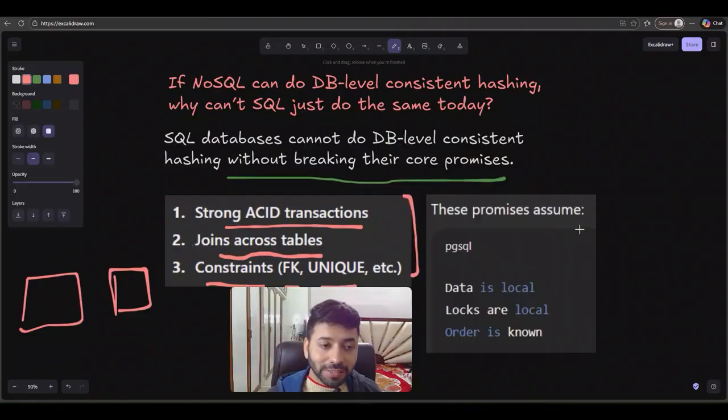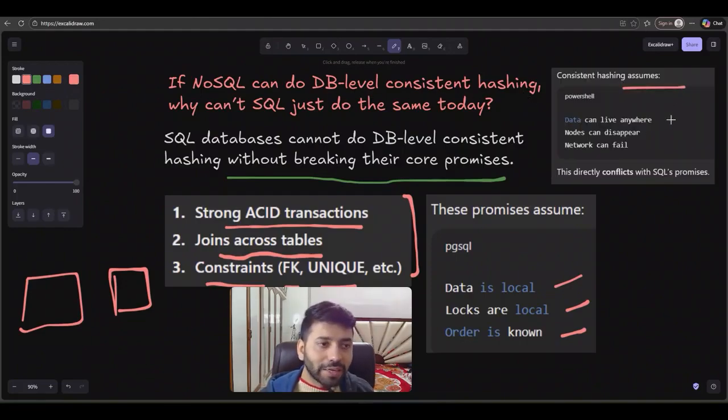Now basically these promises assume that data is local, locks are local, and order is known. Now when we talk about NoSQL DB level consistent hashing, that assumes data can live anywhere, okay, and nodes can disappear, the network can fail. So this directly conflicts with the SQL promises.